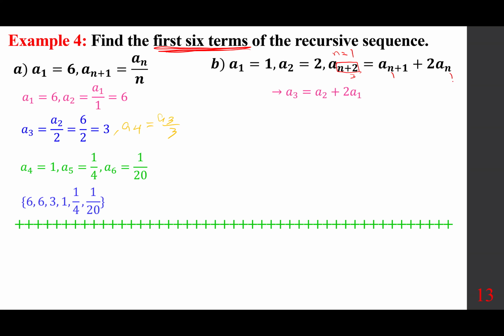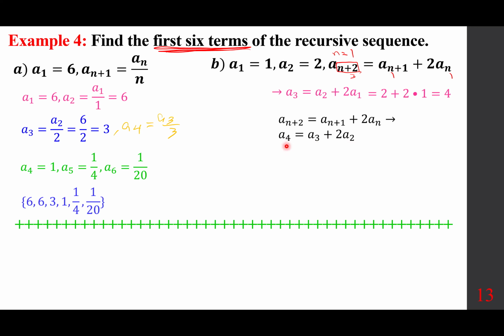So you have a sub 3 equals a sub 2 plus 2a sub 1. A sub 2 is 2. 2 times 1 is 2. They add up to 4. Now the next one is 4. If I set this equal to 4 to give me a sub 4, then n must be 2. A sub 4 is a sub 3 plus 2a sub 2. So again, this one is 4, this one is 2 plus 1, 3.